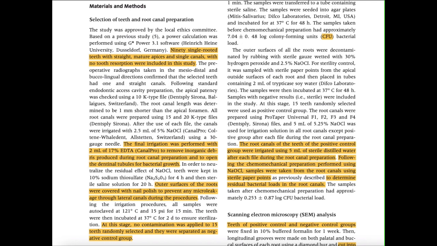The outer surface of the roots was covered with nail polish to prevent any microleakage through lateral canals during this procedure. At this stage, no contamination was applied to 15 randomly selected teeth, and they were separated as a negative control group. Then 20 microliters of bacterial suspension were inoculated into each canal. To confirm successful contamination with E. faecalis, bacteriological sampling of all teeth was performed.